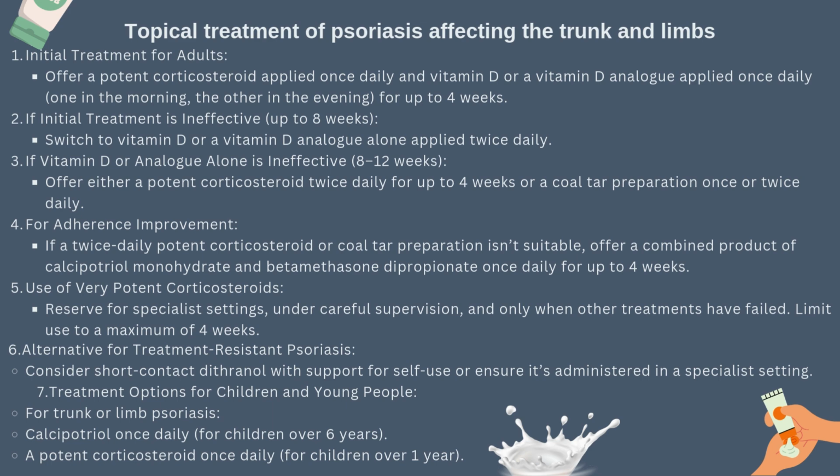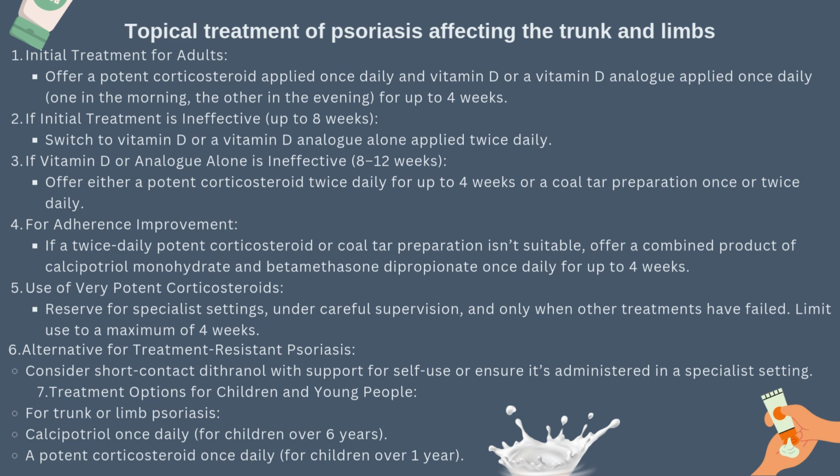Topical treatment of psoriasis affecting the trunk and limbs. Initial treatment for adults. Offer a potent corticosteroid applied once daily and vitamin D or a vitamin D analog applied once daily, one in the morning, the other in the evening, for up to 4 weeks.